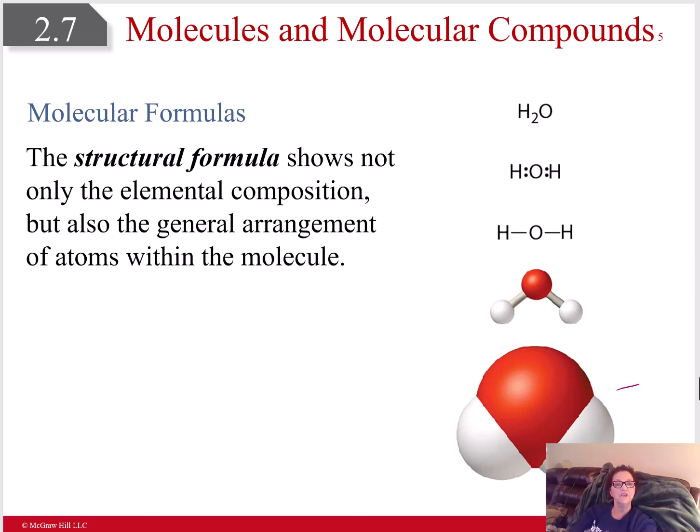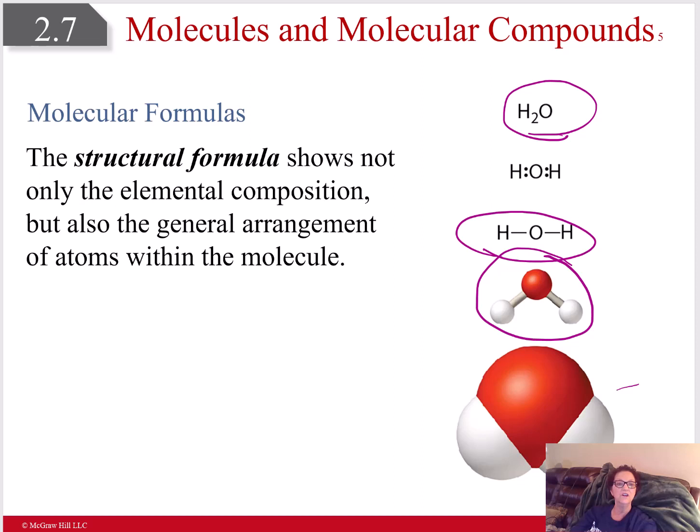A structural formula shows not only what molecules they are in shape, but it also shows us the general way that they are put together. So we try to put some type of structure with those. Molecular formula just shows us the ratios of the different atoms, but structural shows us that they're hooked together in a certain way.